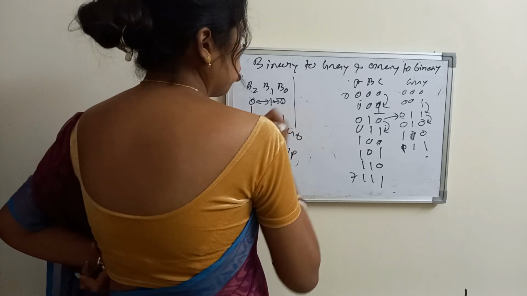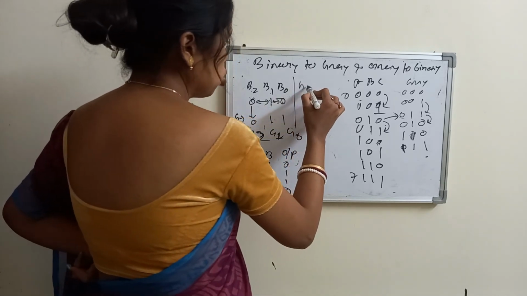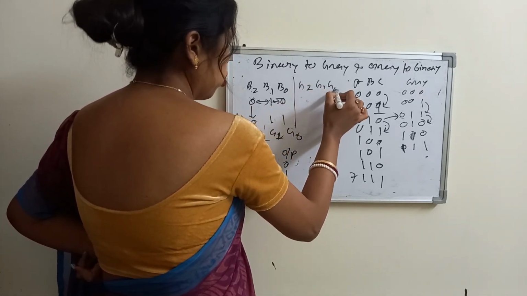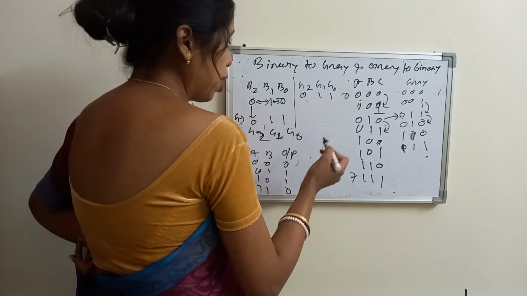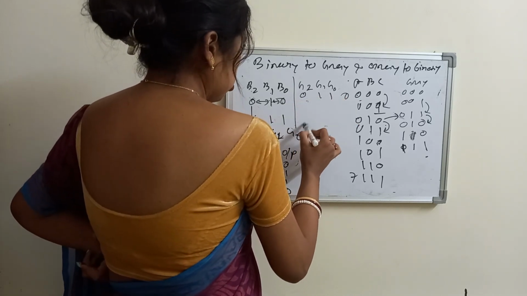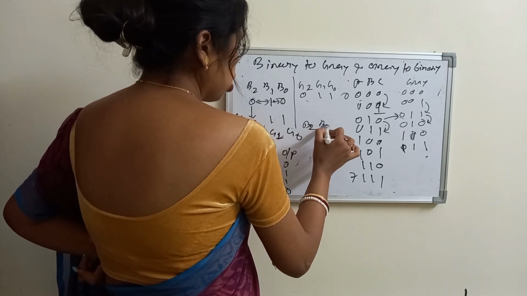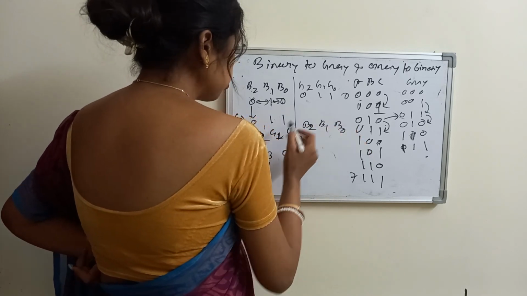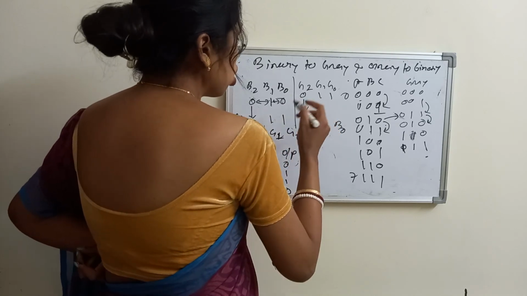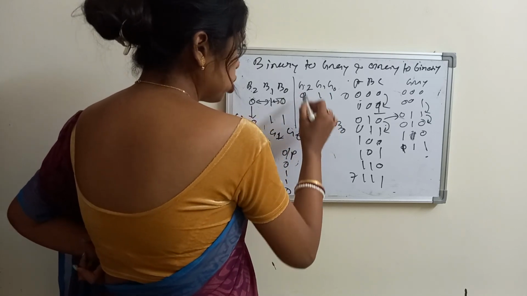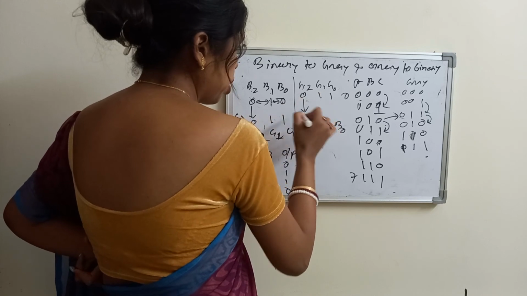Okay, now gray to binary conversion. Suppose you have the gray code 0 1 1. So how will we get the binary number? B2, B1, B0. G2 will remain the same as B2. The B2 and G2 are both the same, so the same 0 will appear here.